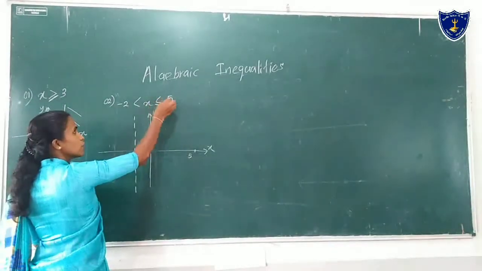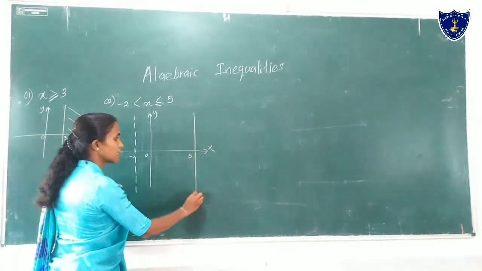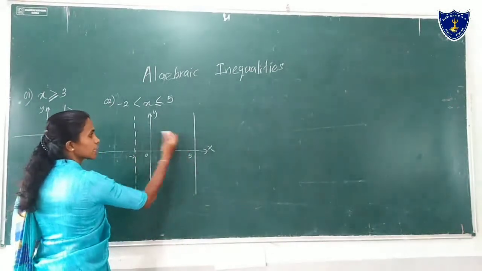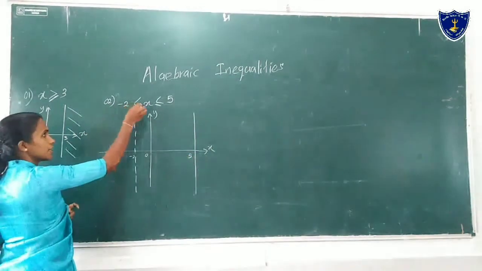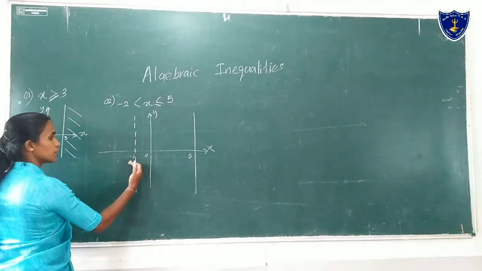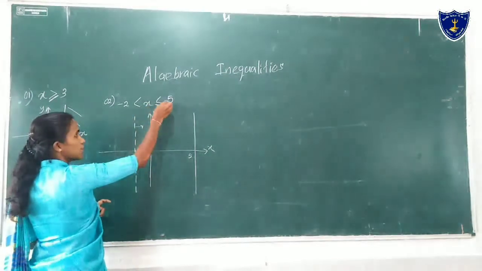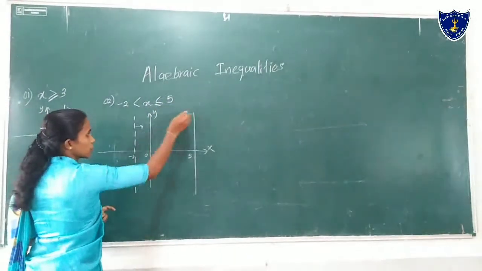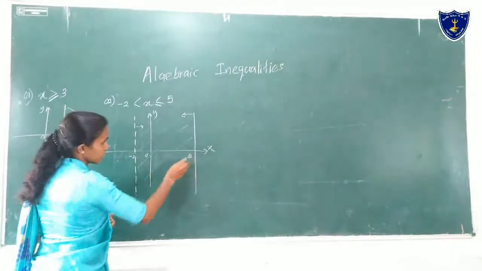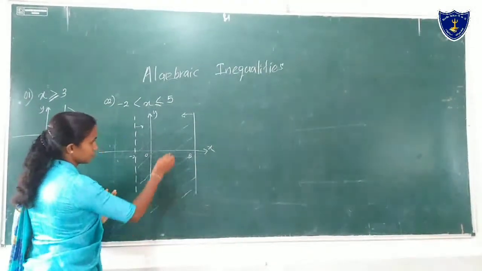x less than or equal to positive 5. So you have to draw a straight line segment which is parallel to the y-axis through the point 5. Now x greater than negative 2, in this direction. x less than or equal to 5, less than. So you have to take this region between these two lines.